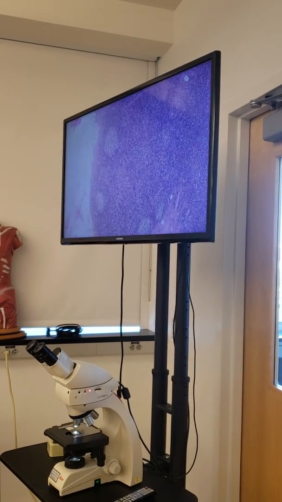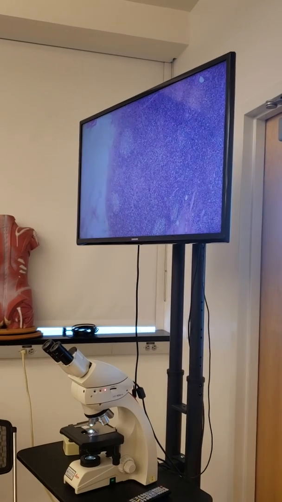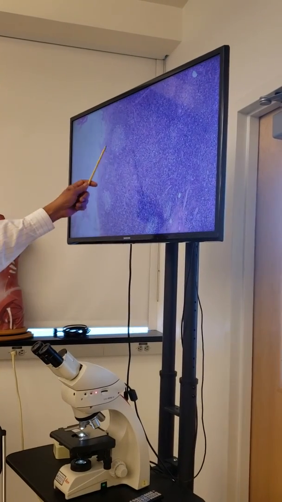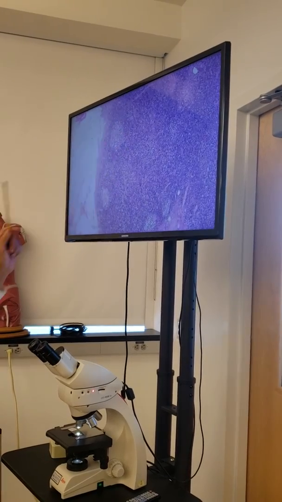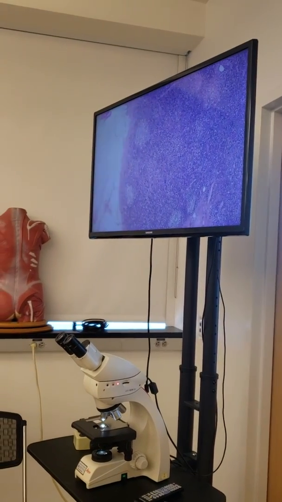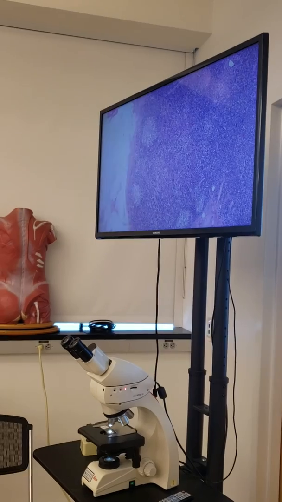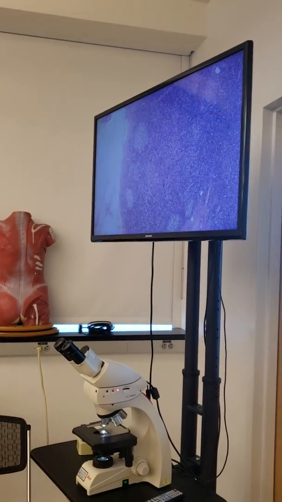So where were the T cells? The germinal center has more of B cells. Outside, the rest of the follicle has the T cells. Okay. Is that good? That will be it.